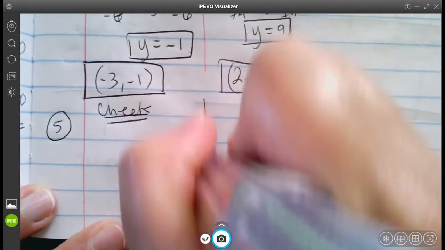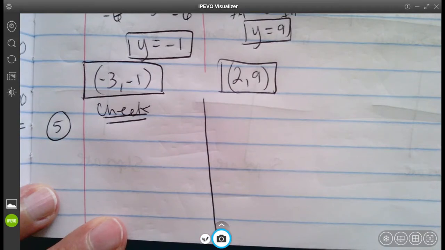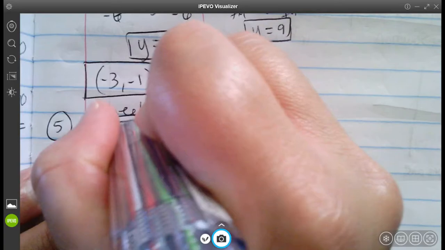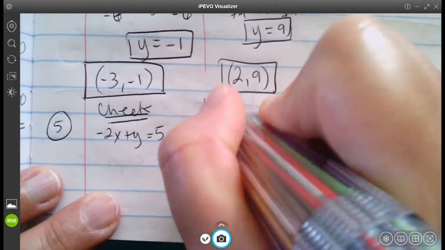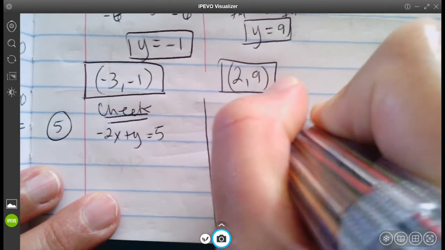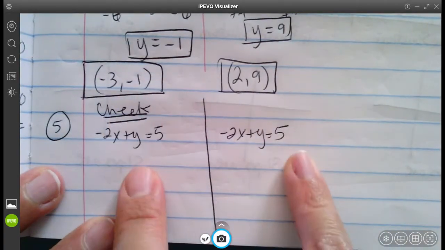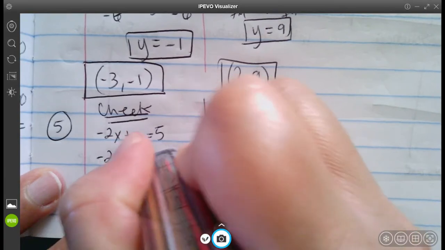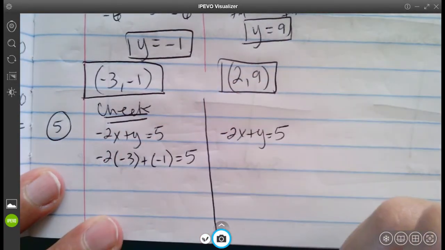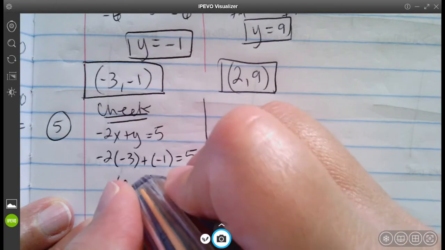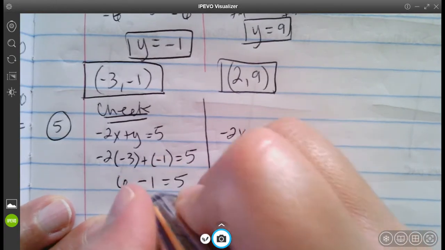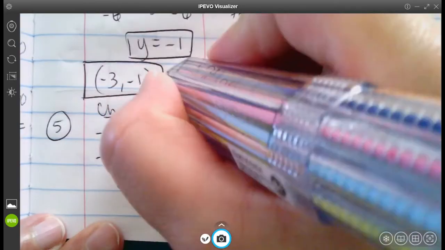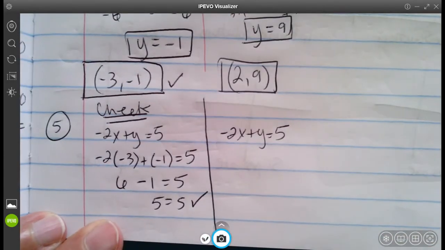And we have to check both solutions for both equations. So we're going to check the first equation first. So negative 2x plus y equals 5 for both of them. Negative 2 times negative 3 plus negative 1 is equal to 5. That's what we're checking, which is 6 minus 1 equals 5. So it looks like we're good to go so far. So this one gets 1 check so far.